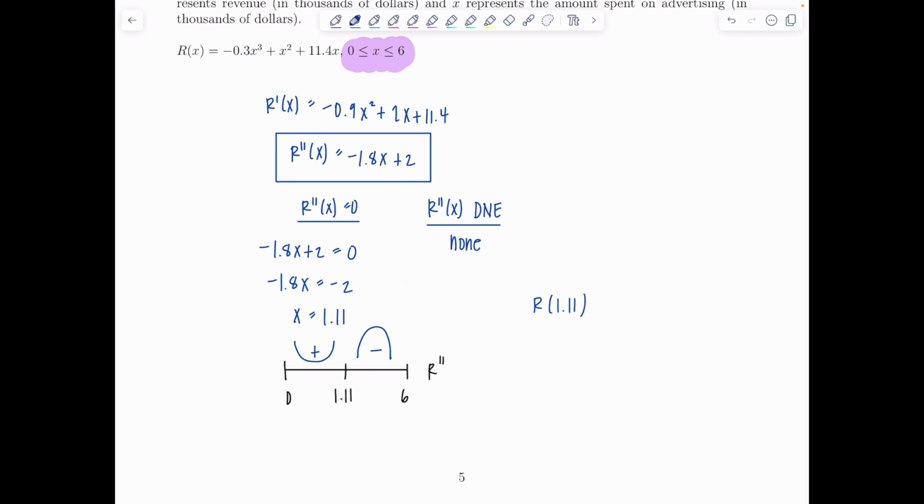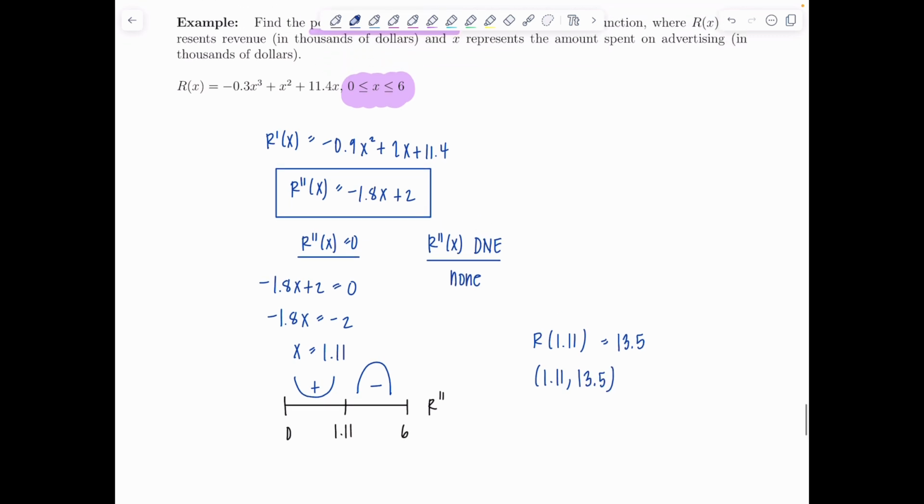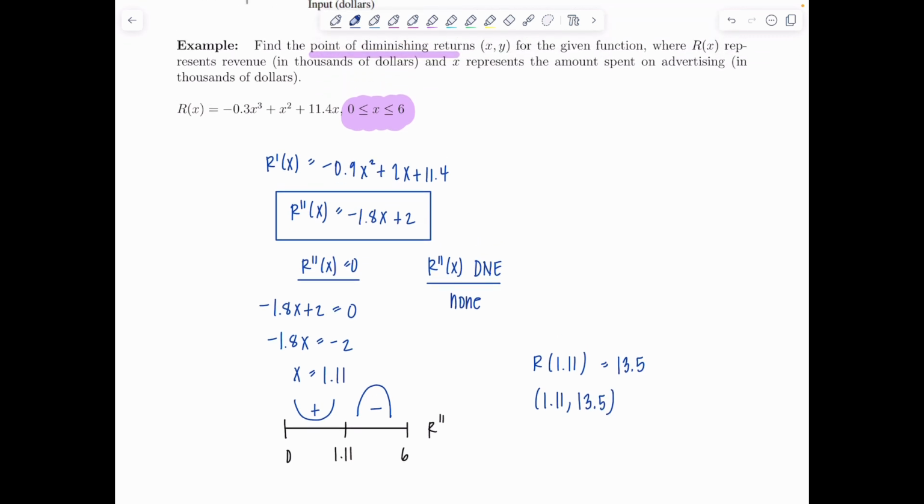So R of 1.11, always plug it into the original function. When they ask you for the point, they want the point on the original graph, R of x. It comes out to about 13.5. So if you were to plot it on the graph, it'd be like 1.11, comma 13.5. And remember, we have units here. So R of x is revenue in thousands. So this is in thousands. And x also represents amount spent on advertising in thousands.